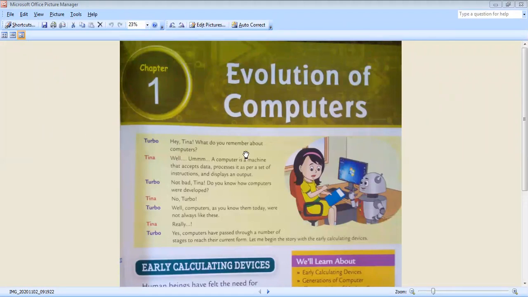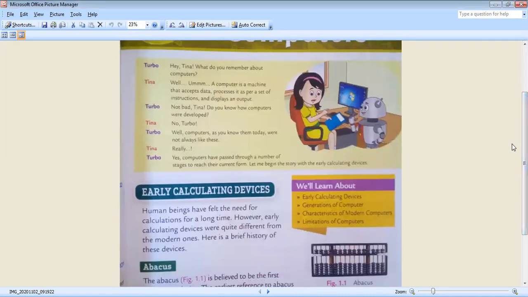Good morning, students. Today we are going to study the chapter Evolution of Computers. Early calculating devices. Human beings have felt the need for calculations for a long time. However, early calculating devices were quite different from the modern ones. The early devices were different from the ones that we use today. Here is a brief history of these devices.